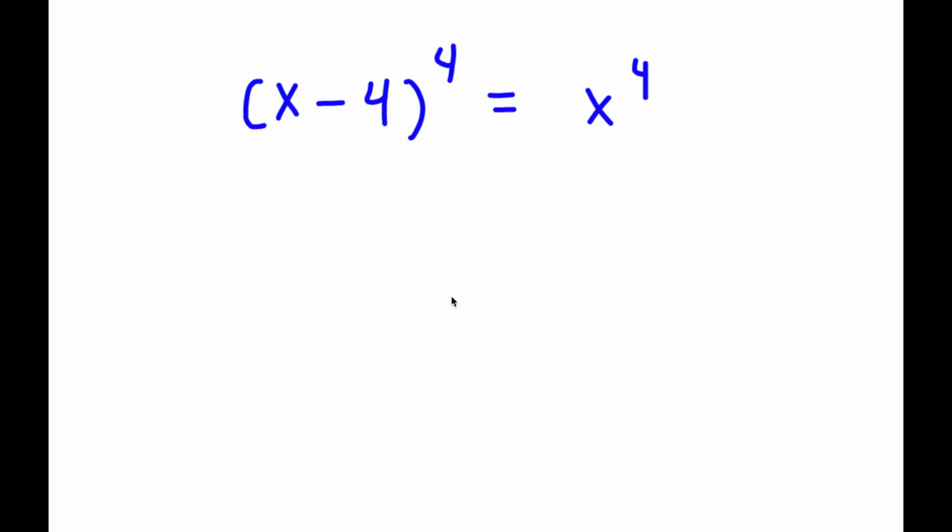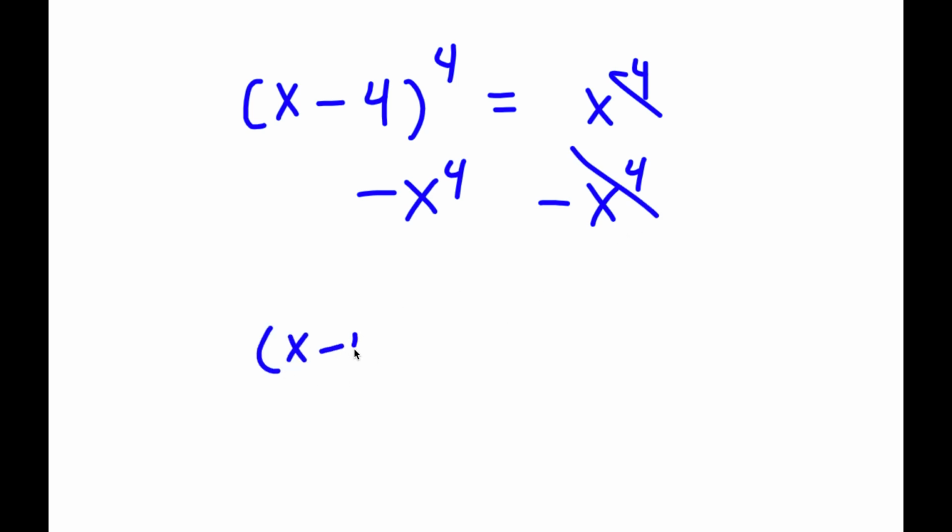Alright, so in this problem, I have (x − 4)^4 = x^4. To solve this, I'm going to first start by subtracting x^4 on both sides. So these two cancel out, and now I'll have (x − 4)^4 − x^4 = 0.